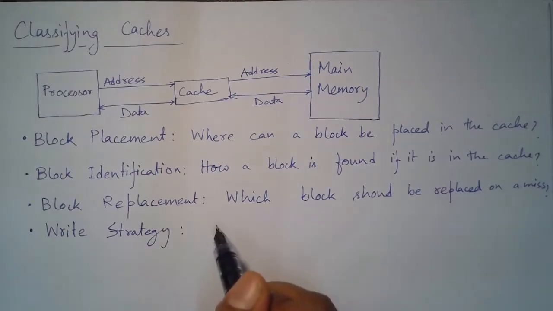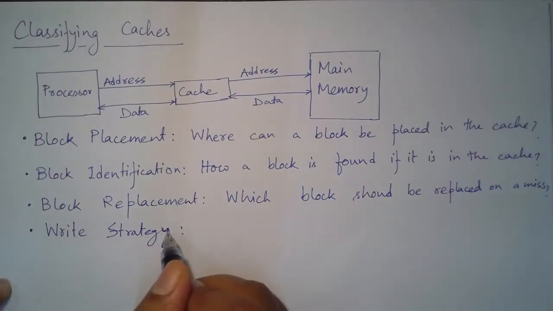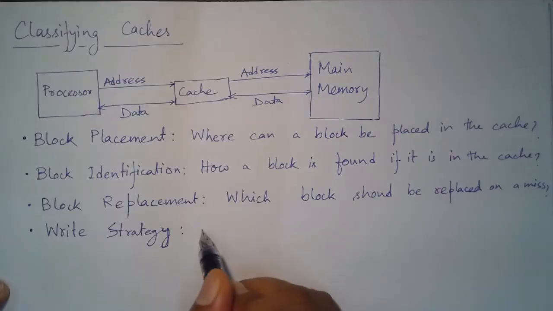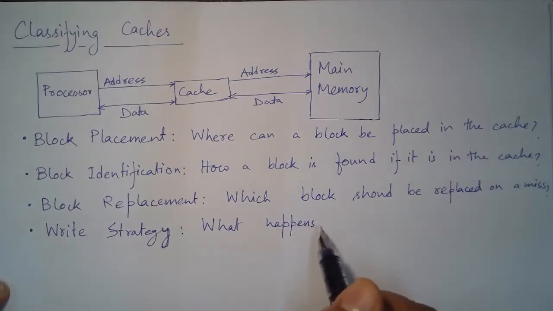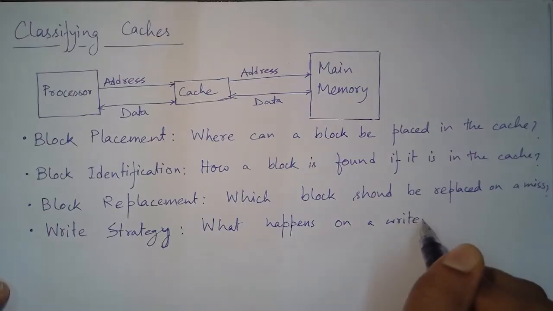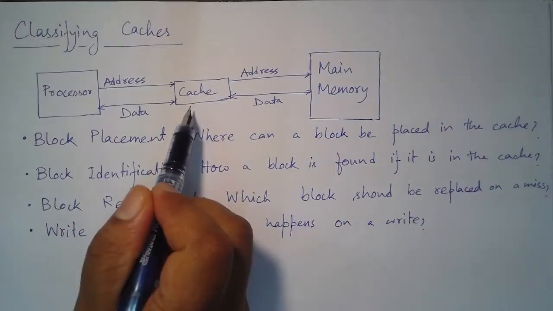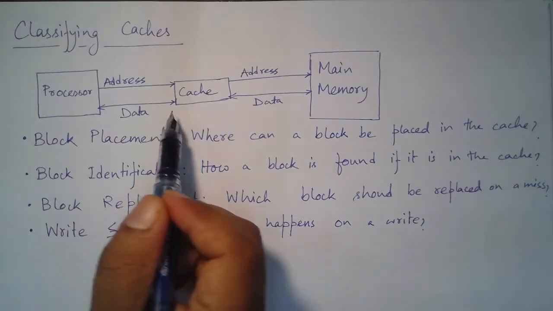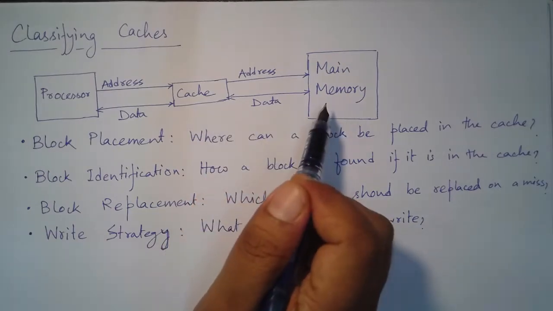All right. So in write strategy, we see what happens when we write something on the cache. So what happens on a write? Basically the processor wants to write some data. Now if the data is available in the cache, do you only update it in the cache, or do you also update it in the main memory simultaneously?